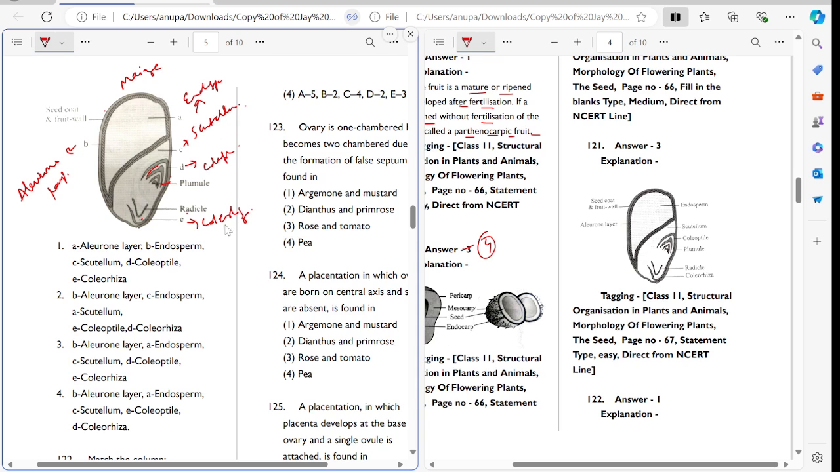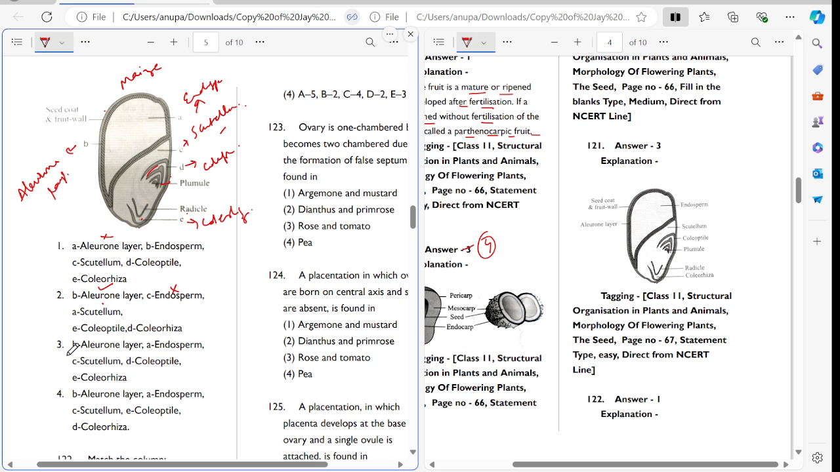So let's check the options now. Here A is aleurone layer. Wrong. A is endosperm. So this option could not be our answer. In the B option, B is aleurone layer. Yes, this is correct. And C represents endosperm. This is wrong. C does not represent endosperm, it represents scutellum.